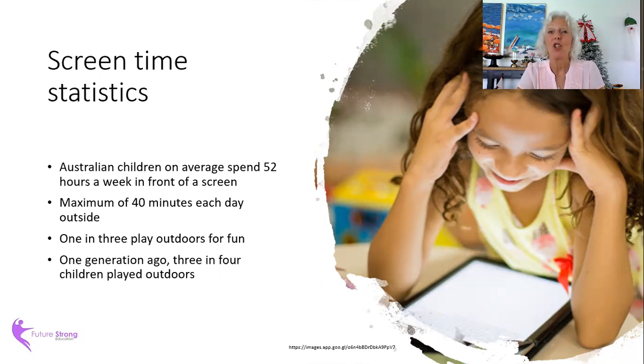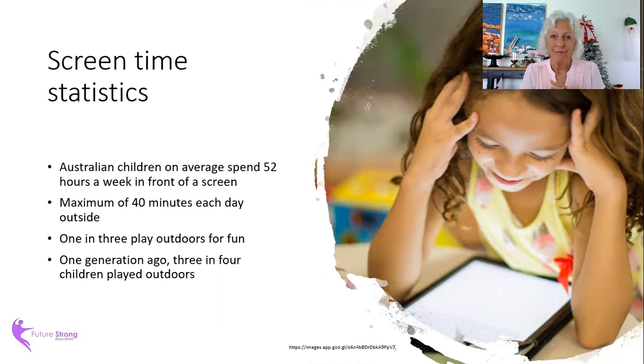Sadly, things are changing too around the amount of physical activity that our children have, and this is worldwide. Most children have a maximum of 40 minutes each day outside, and a lot of that time is when they're at school and they're having morning tea or afternoon tea and it's playtime at school. That's where they get that outside time. The rest of the time they're either in school or they're inside watching TV or playing games or doing some sort of screen activity. Only 1 in 3 play outdoors for fun. So if you have 3 children, only one of them is actually playing outside for fun. The rest are on some sort of device.